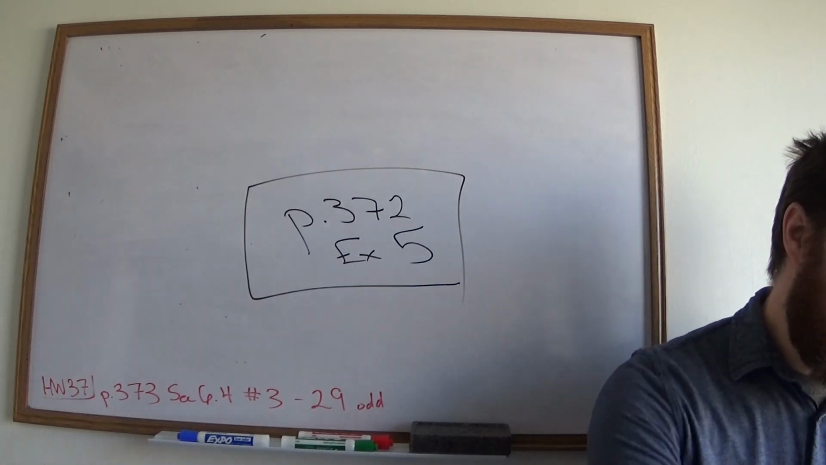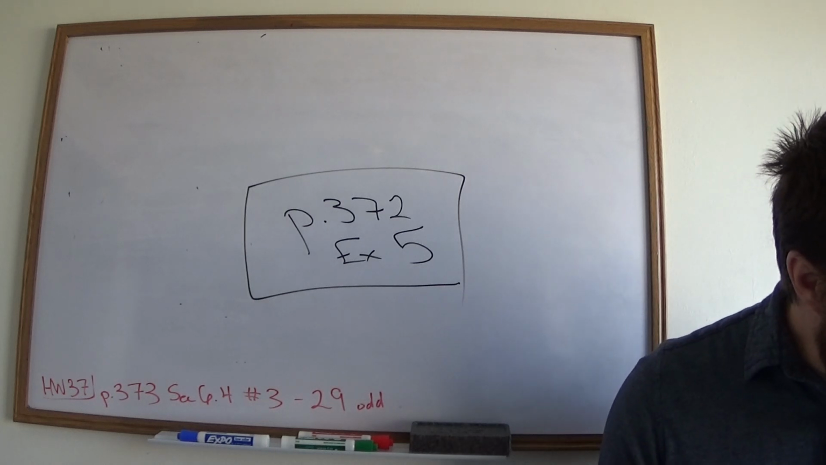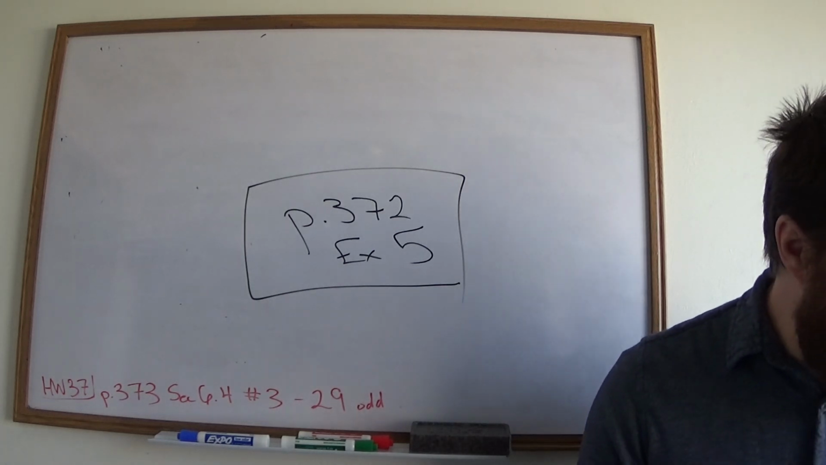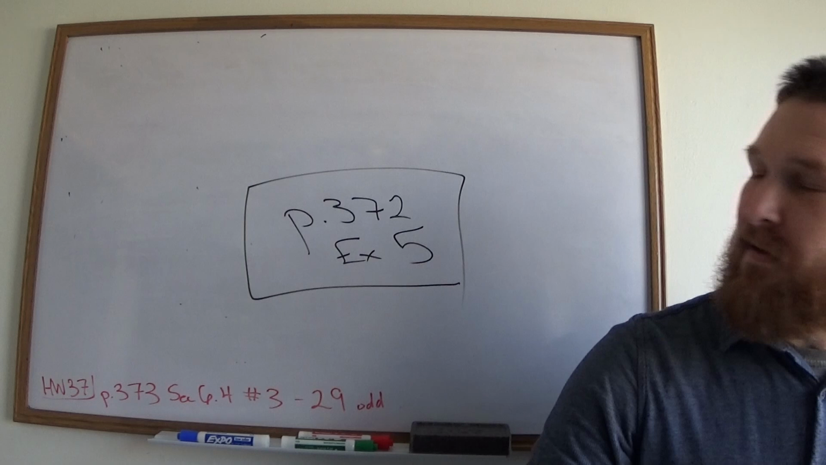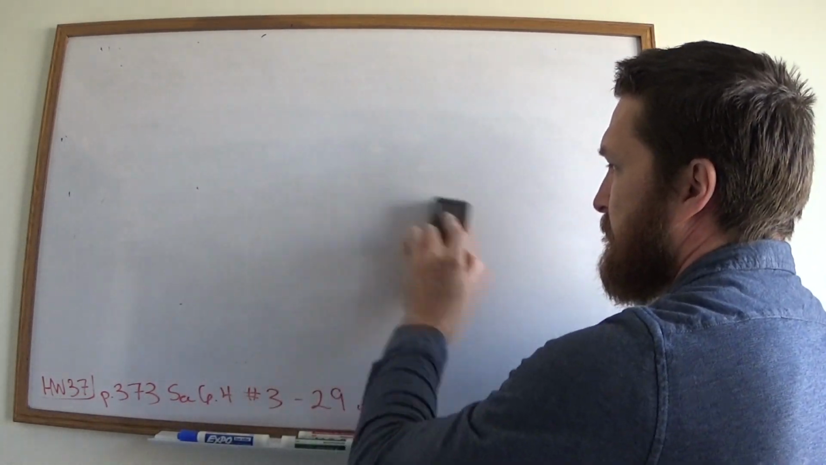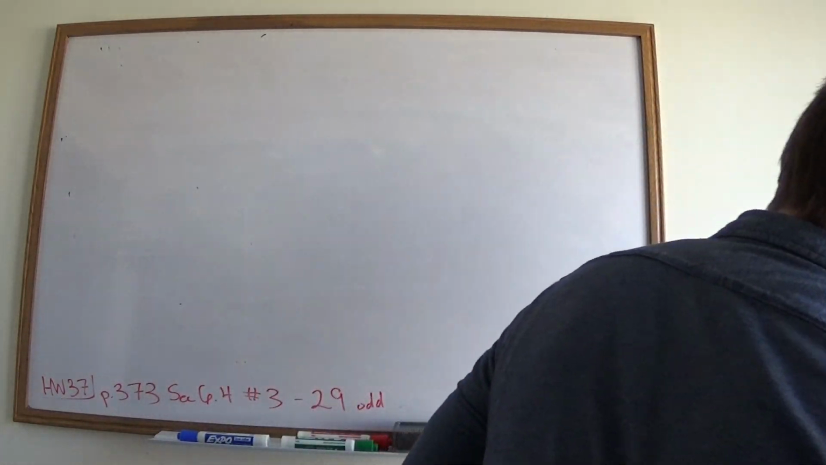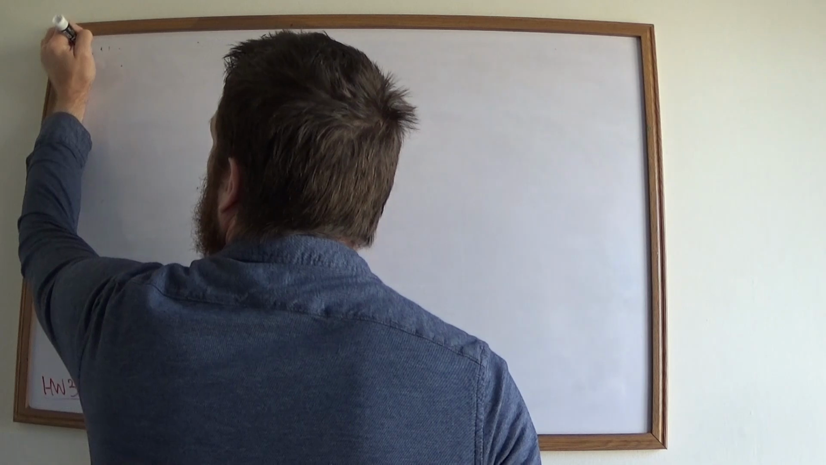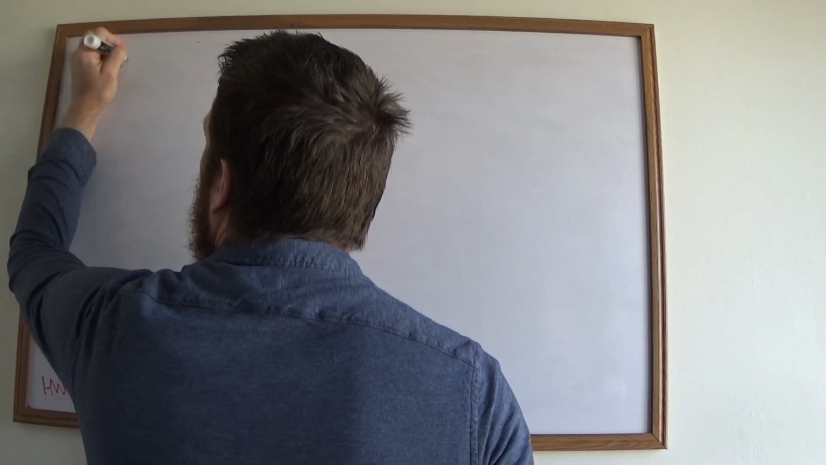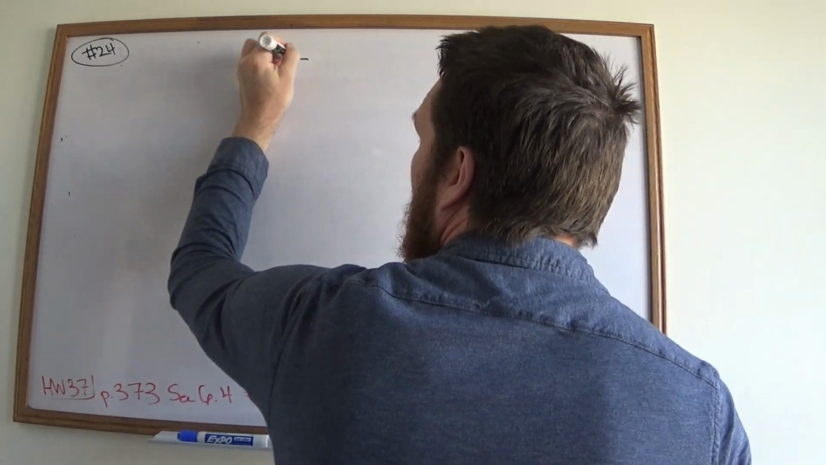I'm not going to let you choose. I'm going to do this myself. So, here's the problem. We have a water tank full of water, and I'm going to do number 24. A water tank is full of water, and here's the shape of the tank.